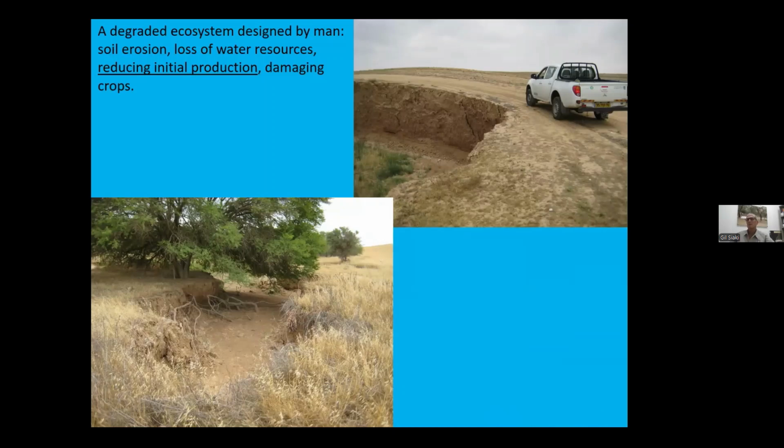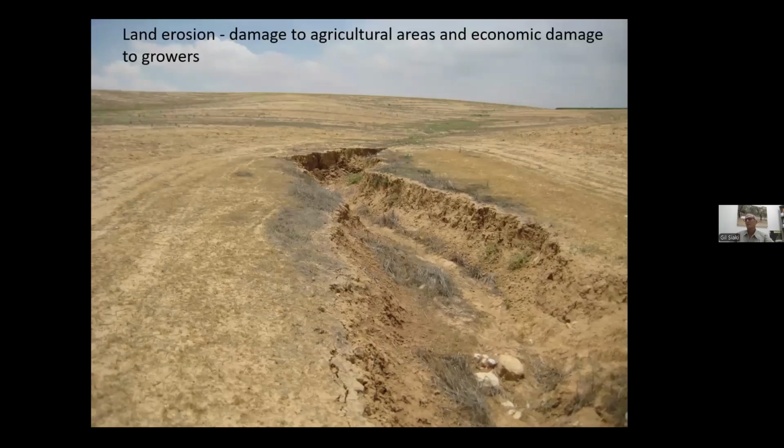Another example for the soil erosion is a degraded ecosystem designed by man. I talked about the agriculture, and it caused, of course, reduction in production and damaging crops. Here you can see the big acacia tree, whose roots are outside the soil, and you can see the field that lost a lot of soil. And here, in this case, field on both sides of the stream. And year by year, the farmers lose a lot of soil.